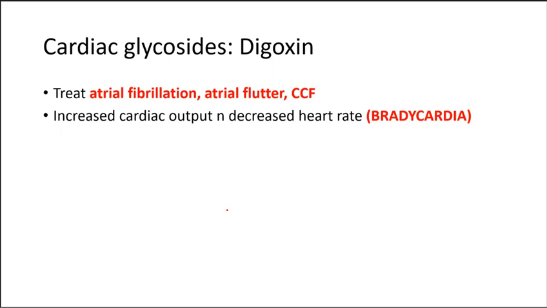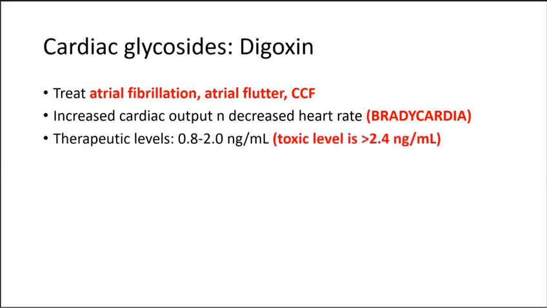With our chronotropes, you can have a positive effect where they increase the heart rate, or you can have a negative chronotropic effect where they decrease the heart rate. So again, digoxin has both a positive inotropic effect and a negative chronotropic effect where they decrease the heart rate. Digoxin is a common cause of poisoning, so we need to monitor and maintain our levels in a therapeutic range.